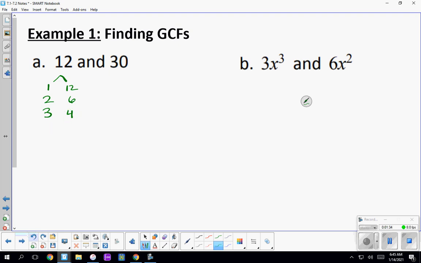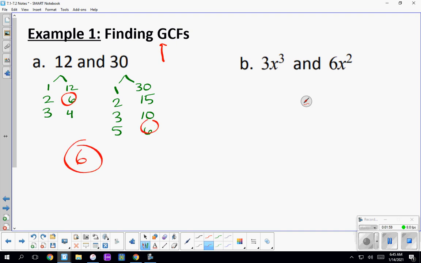And then I'm going to do the same thing with 30. So we have 1 times 30, 2 times 15, 3 times 10. 4 does not go in evenly, and 5 goes in 6 times. So this is my complete list of factors, and I'm just looking for the biggest one. That's what that G stands for. So if I start here on the right, I see that 6 is the biggest number in both lists. So 6 is the GCF.